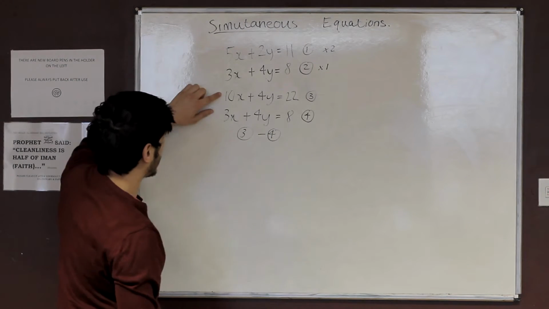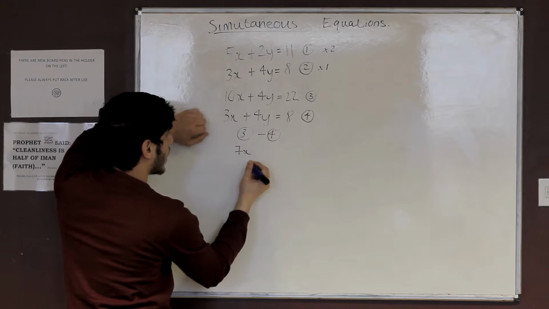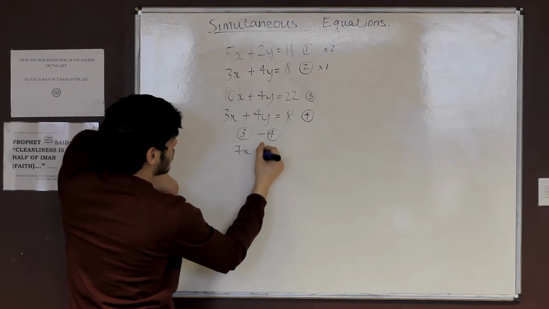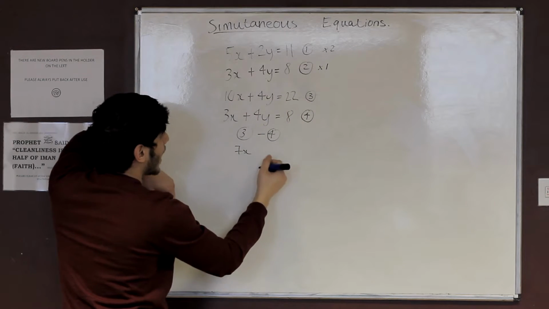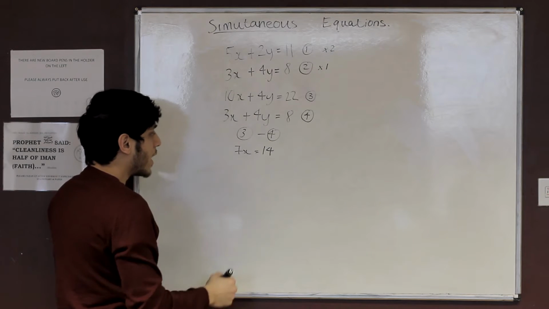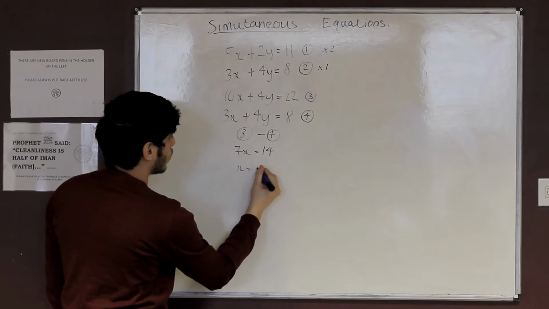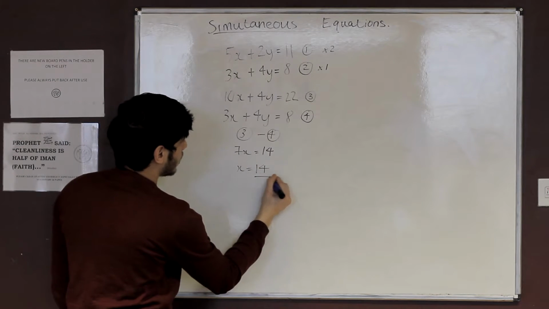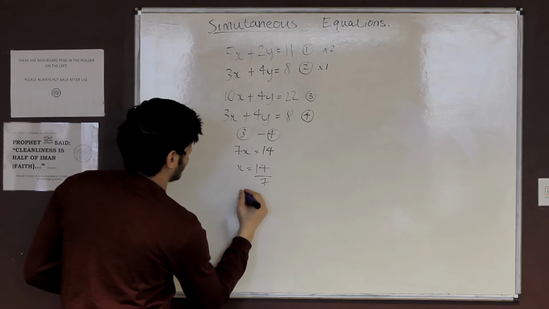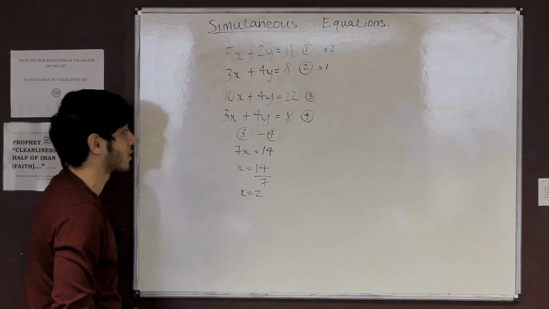So that'll give us 10x take away 3x, which is 7x. 4y take away 4y, which is just 0. And 22 take away 8, which is 14. To find x, we just take 7 to the other side. So that'll be x equals 14 divided by 7, and we can simplify that down to x equals 2. That's our value for x.